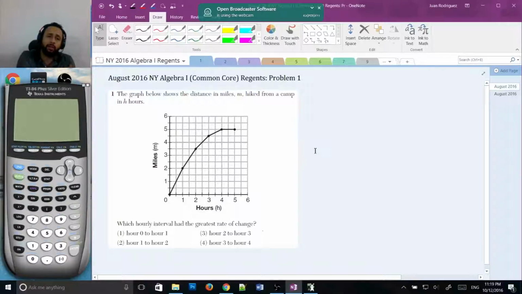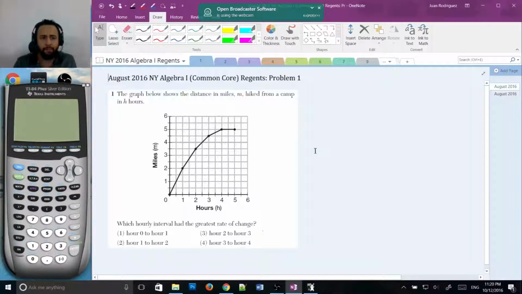Today we're working on the August 2016 New York Algebra 1 Common Core Regents Problem 1. If you want to access these exams, whether you're from New York or anywhere else in the world, you do not have to be a resident of New York. Just go to nysedregents.org, click on the appropriate tab, and all the past tests are freely available there.